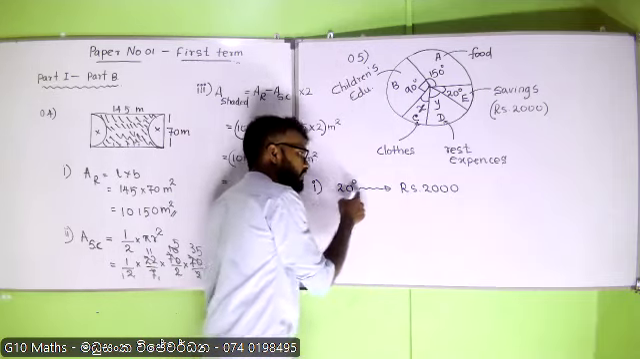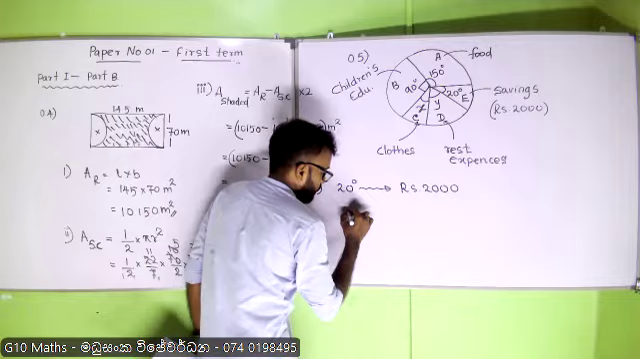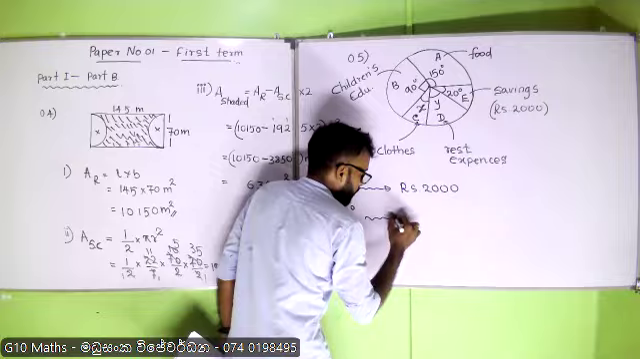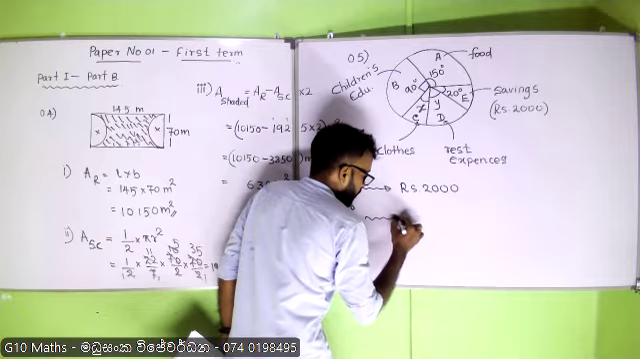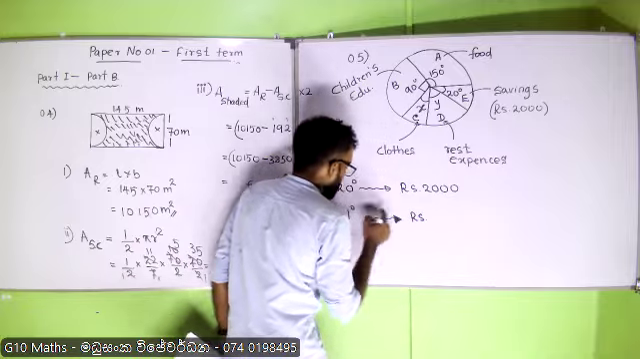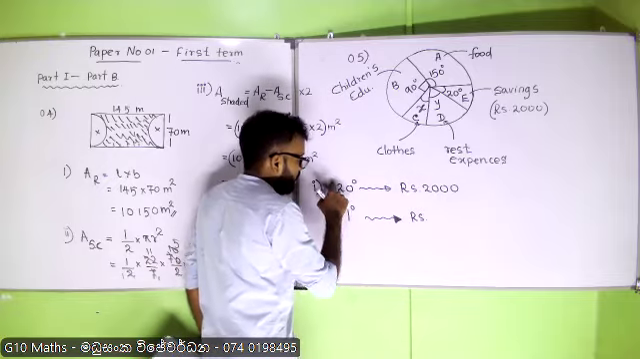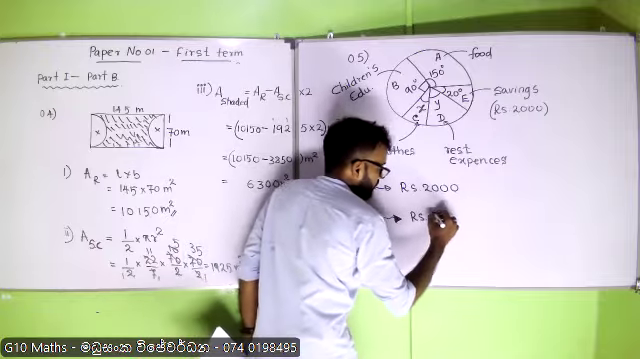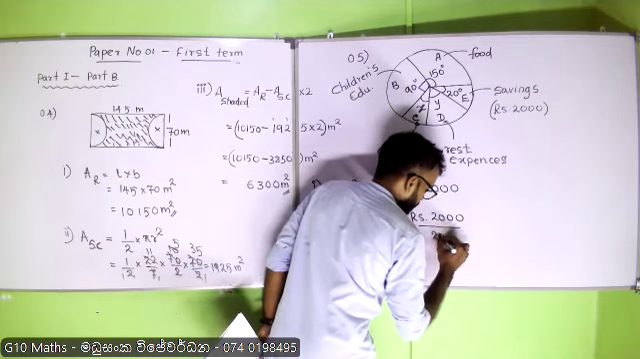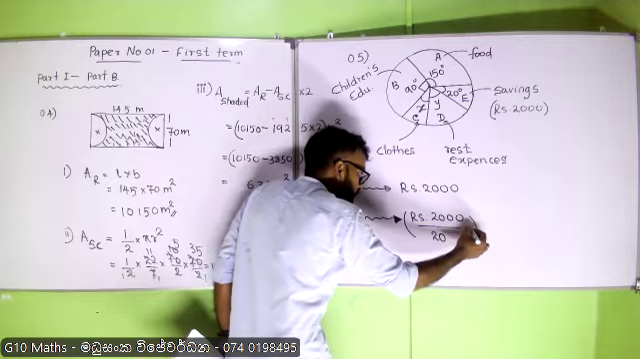So 20 degrees refers to 2000. Then for 1 degree, how much money is represented? Divide this side by 20, divide this side by 20. 20 divided by 20 is 1 degree, and 2000 divided by 20 is the amount represented by 1 degree.